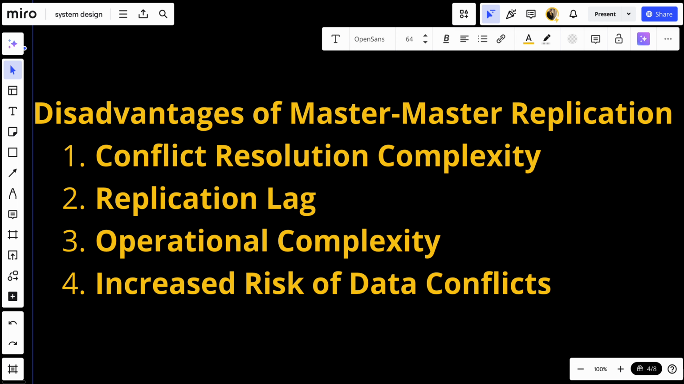So in conclusion, master replication offers significant advantages in terms of scalability, availability, and fault tolerance, making it an ideal solution for global write-heavy applications. However, it introduces complexity in managing data conflicts, replication lag, and operational overhead. By carefully implementing conflict resolution mechanisms and monitoring the health of the replication process, master replication can provide a robust and high-performing solution for distributed systems that require low latency writes and high availability.